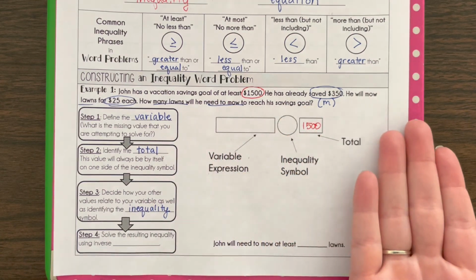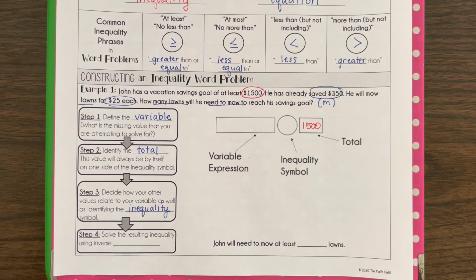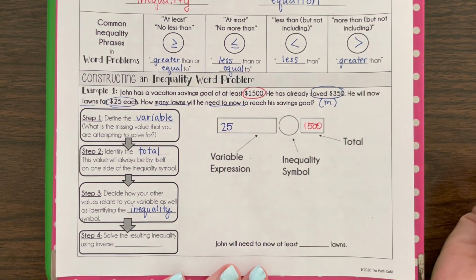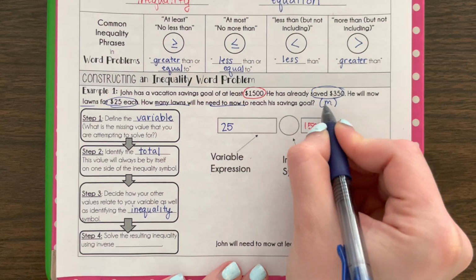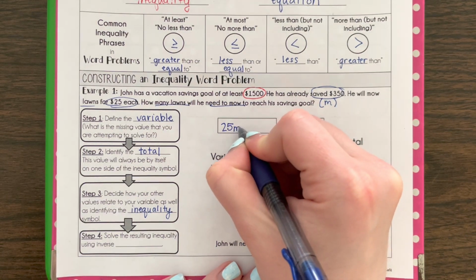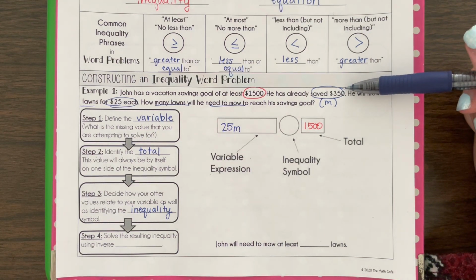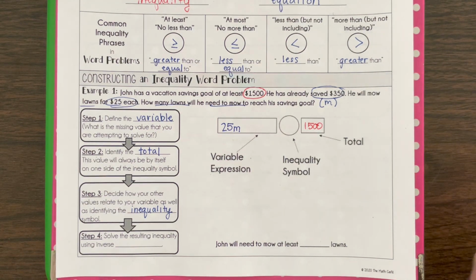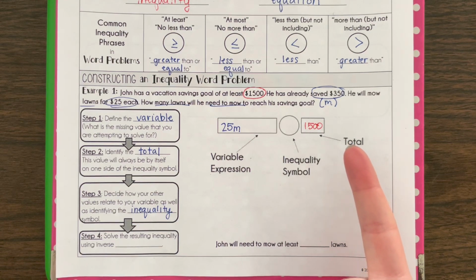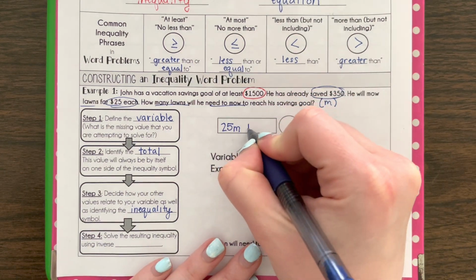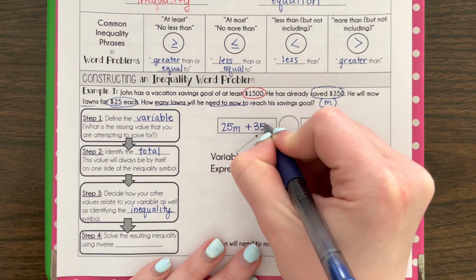If we have repeated addition, that's multiplication. So that means we need to multiply 25, because that's how much it was for each lawn, and then times the number of lawns, which is represented by M. So we have 25M. And then he has saved $350. Well, that only happens once. And does it cause our total to go up or down that he saved? It causes it to go up. So that means we're going to add 350.